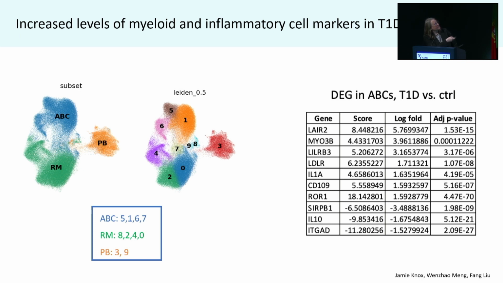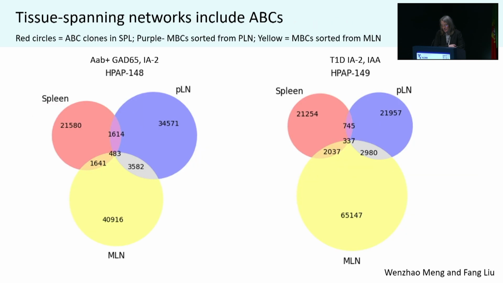You can see that these subsets cluster nicely, which is a good, encouraging thing. But then you can also arbitrarily cluster them into smaller clusters. Broadly speaking, the clusters don't separate massively, but you can do some differentially expressed gene analysis, and what that analysis shows is that we have more myeloid and inflammatory cell markers in the T1D autoantibody positive ABCs compared to controls.